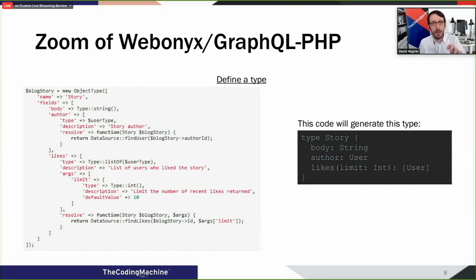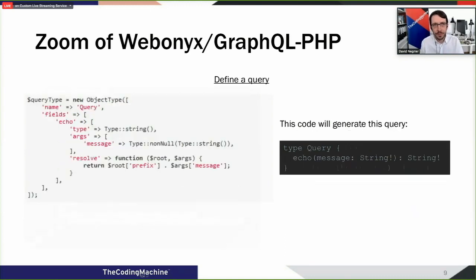Webonyx started by mimicking a lot of what Facebook was doing in its own JavaScript library. If I want to declare a query, I'm creating a type query whose fields are here. It's actually exactly the same thing as defining a type, because in GraphQL, a query is a field on the type whose name is query.